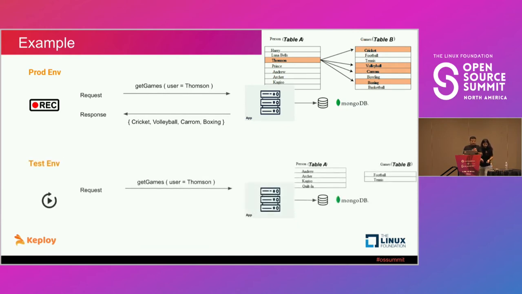Typically, if I'm going to do record replay in a different environment, I would capture the request and run it again in my test environment, and this time maybe user Thompson isn't there. It's not the same state, or maybe user Thompson likes different sports. So the problem we're solving here is how do we ensure that the exact state is consistent with the test case that we captured.